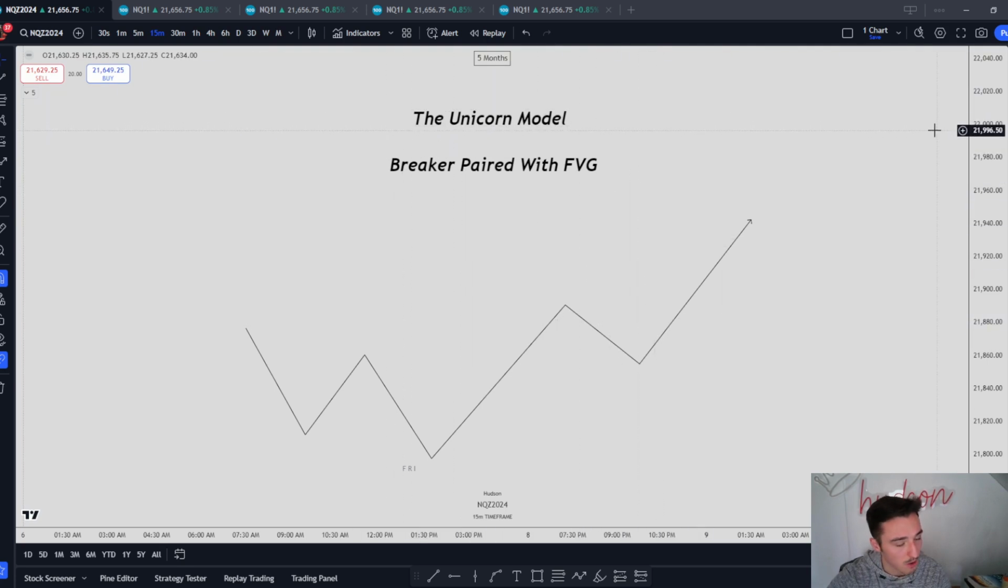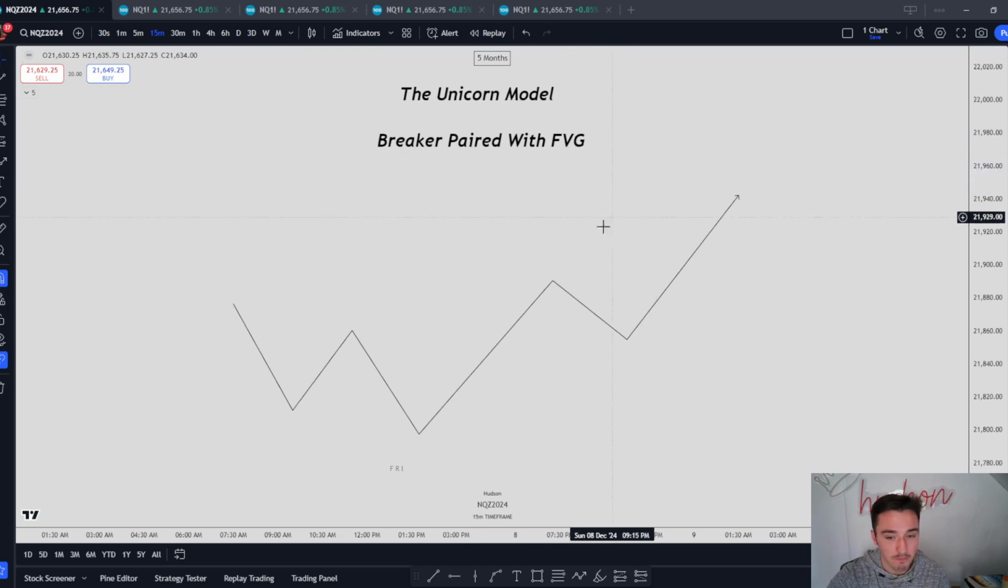So the unicorn model is one of the highest probability models that ICT created, and it is a breaker paired with a fair value gap, right? So if we take a look right here, this is going to be your bullish unicorn, right?